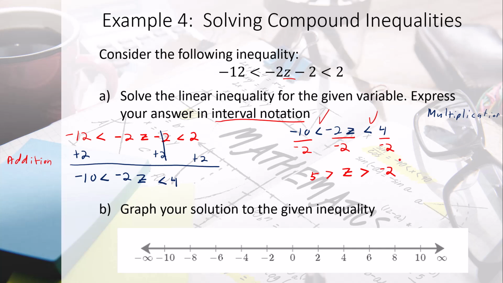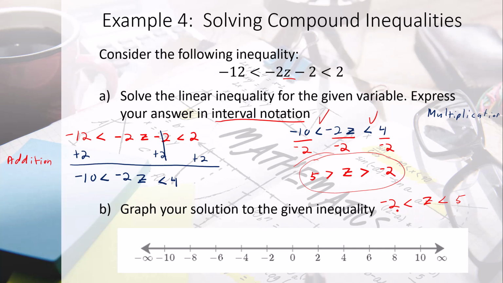Now you might look at this and it might look kind of weird, but what you can do is take this entire thing and write it in the reversed order. We can write this as negative 2 is less than z, which is less than 5. Make sure the inequality is still pointing towards the negative 2, and towards the z.